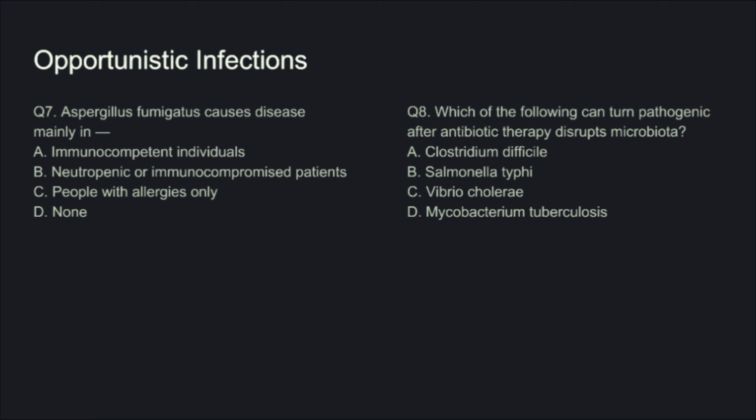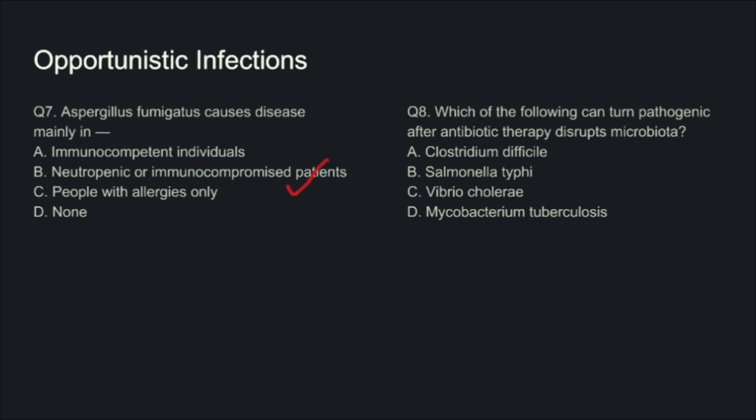Now question 7. Aspergillus fumigatus causes disease mainly in. Options are A, immunocompetent individuals, B, neutropenic or immunocompromised patient, C, people with allergies only, D, none. Correct answer is option B, neutropenic or immunocompromised patient.